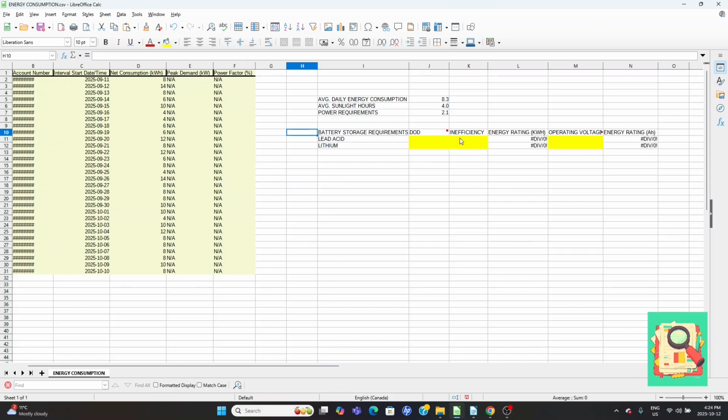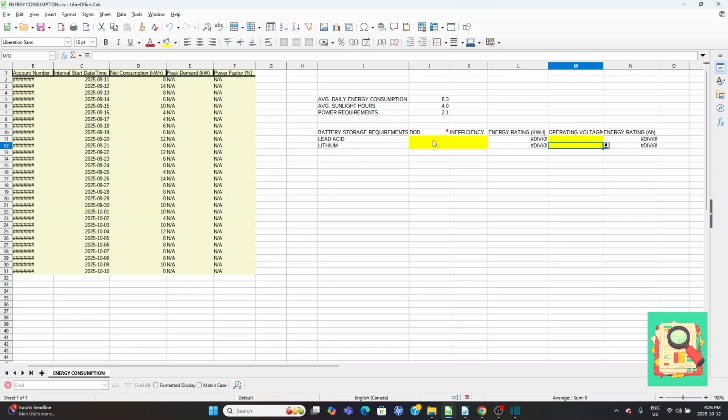The inefficiency ratio is just the inefficiency of the actual battery. We need to store more than required for us to actually use whatever energy we need. Let's calculate the energy rating of a lead acid battery. Lead acid batteries usually have a lower depth of discharge. They're an older type of technology and they're also much more affordable. Usually they have a depth of discharge anywhere from 50 to 60%.